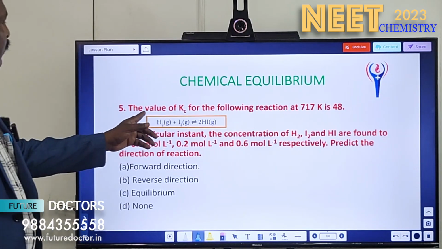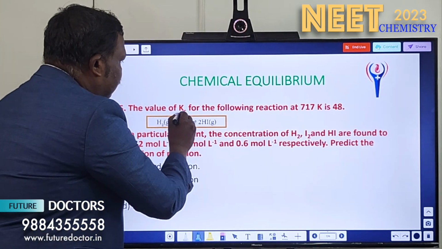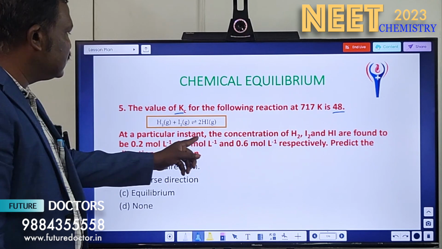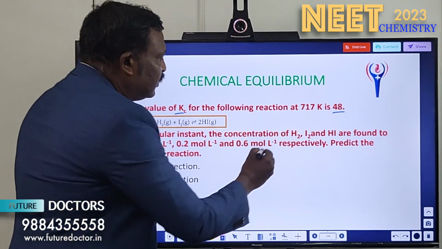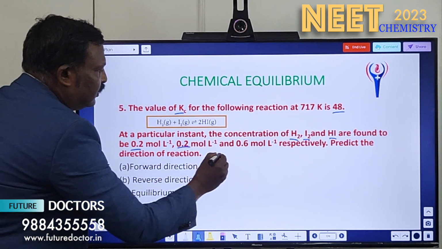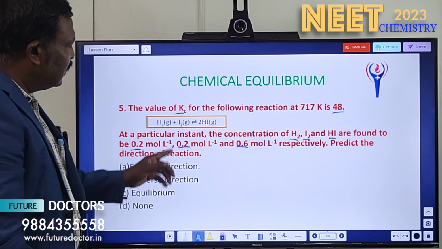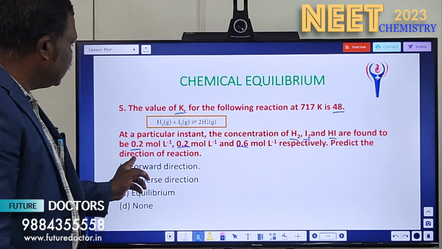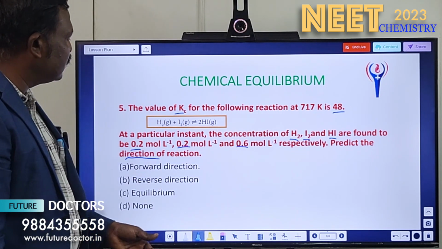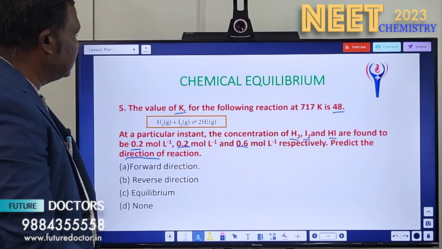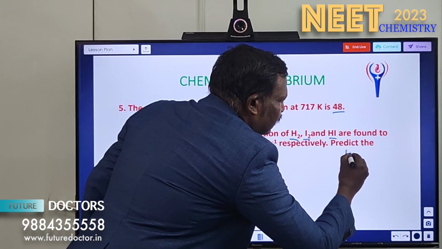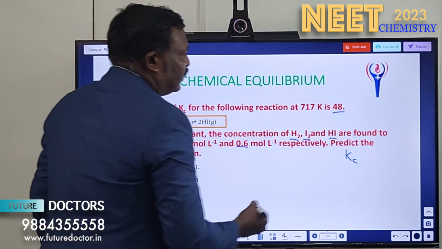See that the value of Kc is given. The value of Kc is given as 48. Understood? So Kc is 48. At a particular instant, the concentrations of H2, I2, HI, all the values are given: 0.2, 0.2, 0.6. All the concentration values are given. Predict the direction of the reaction. We have to find which side the reaction will proceed. That's our aim. Understood? How to find it, here we have a formula. Kc is already given, this one is just memorized. Kc is 48.